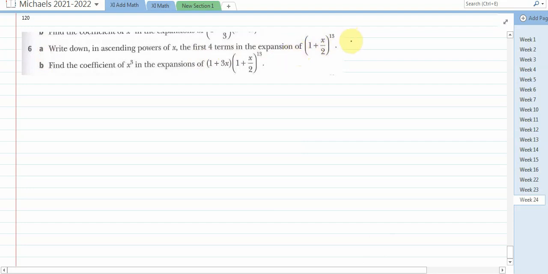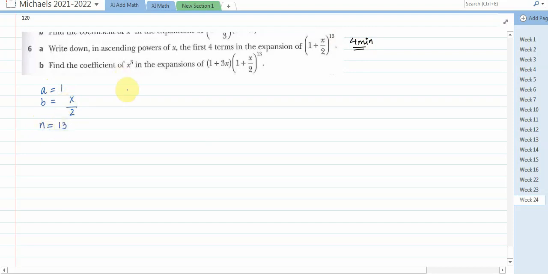So for the first part you need to give it a try by yourself, and you have a time of 4 minutes. Then I will tell you the answer, so start. Alright, the value of a we have is 1, the value of b we have is x/2, and the value of n we have is 13.